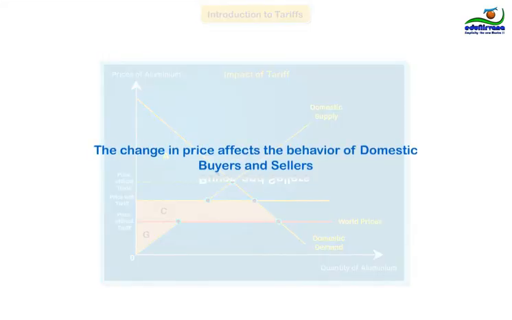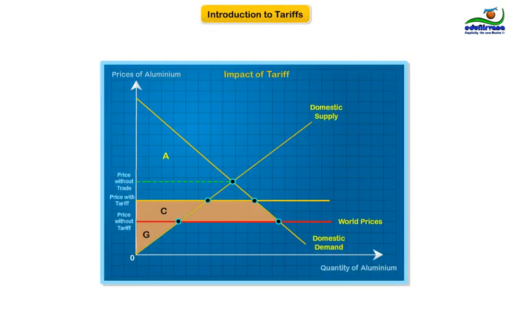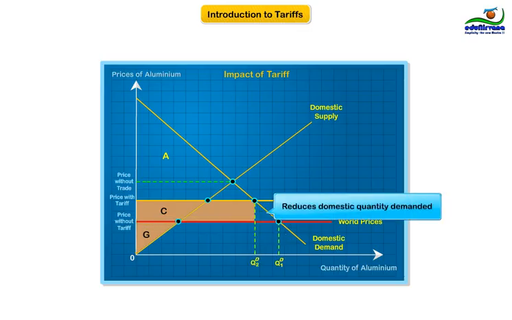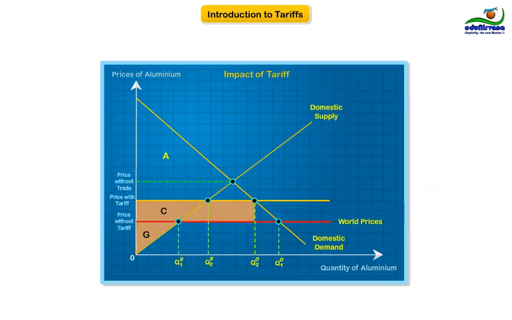The change in price affects the behavior of domestic buyers and sellers. Because the tariff raises the price of aluminium, it reduces the domestic quantity demanded from Q1D to Q2D and raises the domestic quantity supplied from Q1S to Q2S. Thus, the tariff reduces the quantity of imports and moves the domestic market closer to its equilibrium without trade.